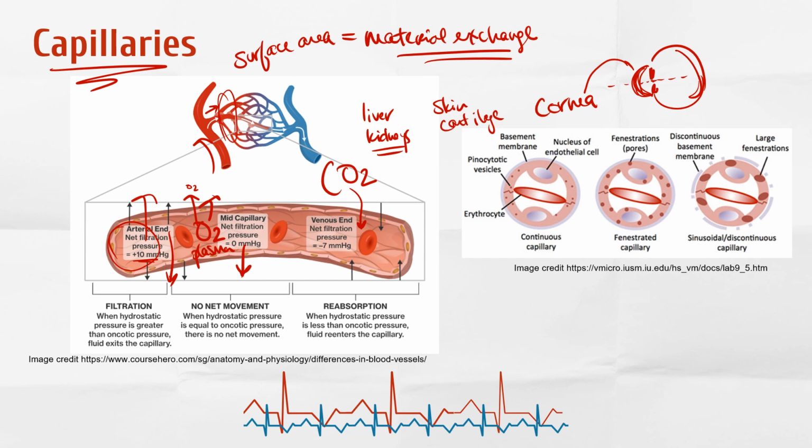Some of our capillaries are extra porous to allow for lots of stuff to flow out. We call the pores of these more fenestrated capillaries, fenestrations. Fenestration comes from the Latin word for window. So they've got these openings, these windows in them, these fenestrations that just allow for even more permeability. More substances can flow in and out, a better material exchange.